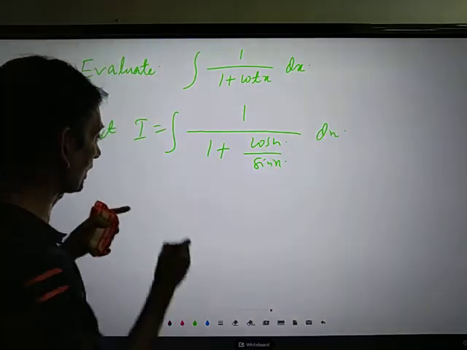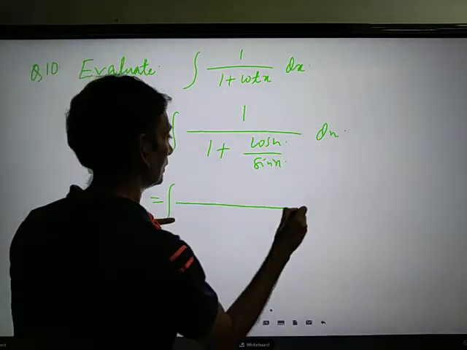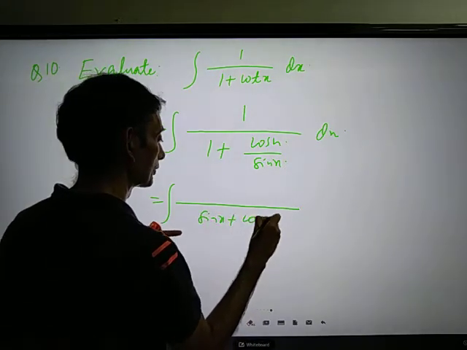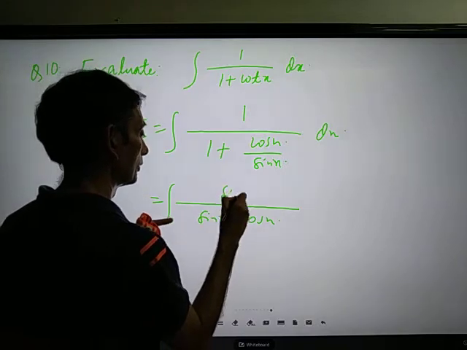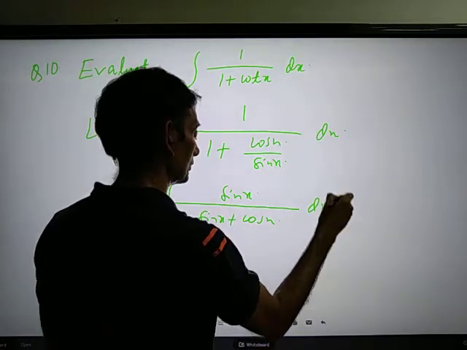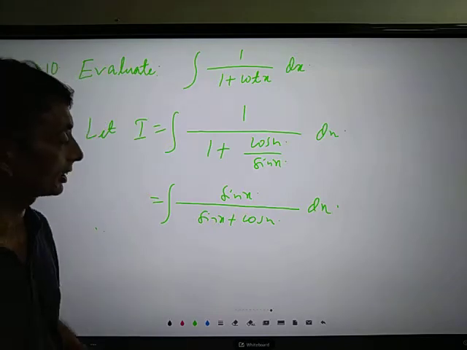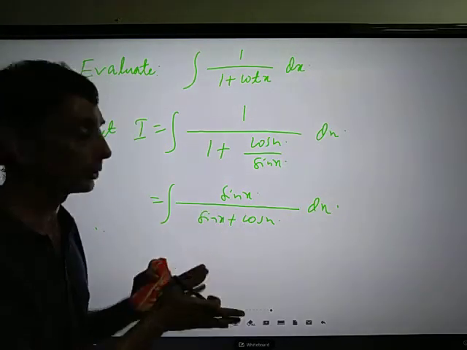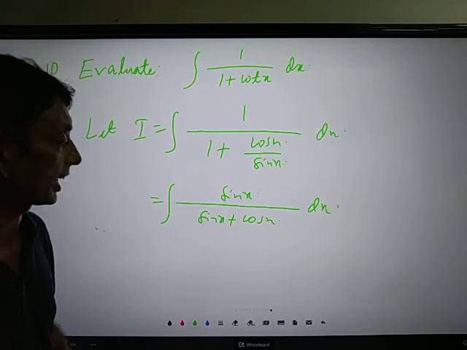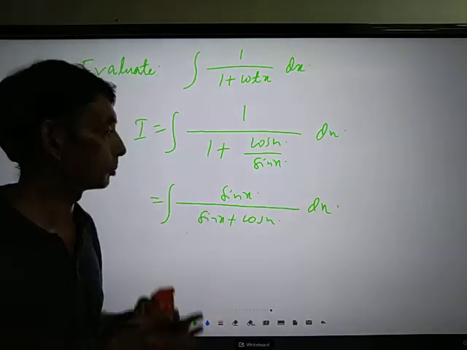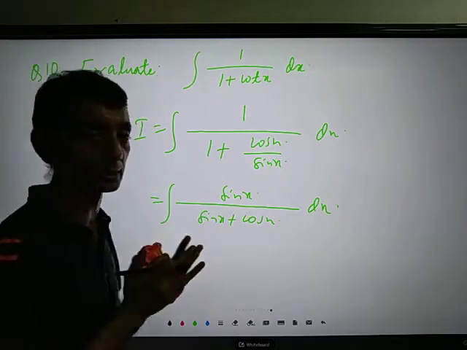Okay, cos x by sin x. Then this will be sin x plus cos x. Okay, sin x by sin x plus cos x. Now the thing is that at this point, we can't integrate this function, that is sin x by sin x plus cos x. Therefore, we need to manipulate these expressions. So the most important thing is how to manipulate this.